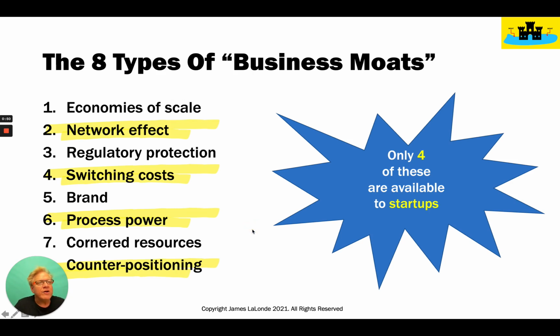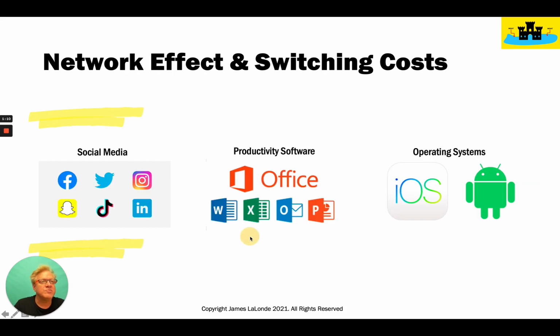So there are 8 types of business moats. Now, Warren Buffett says he only invested in companies that have moats. He invested in Coca-Cola. They have brand. They have economies of scale. They have lots of things. But those are for big companies. There's actually only 4 types of business moats that are available to startups, and I'm going to talk about them today.